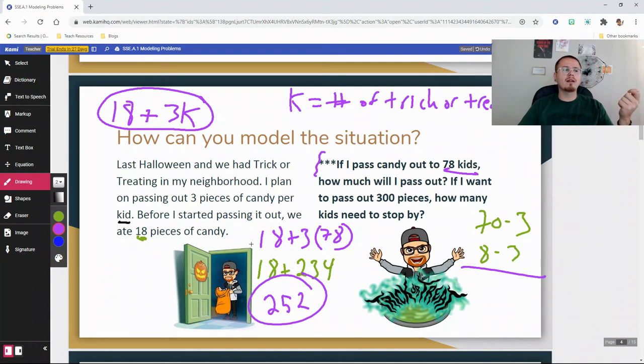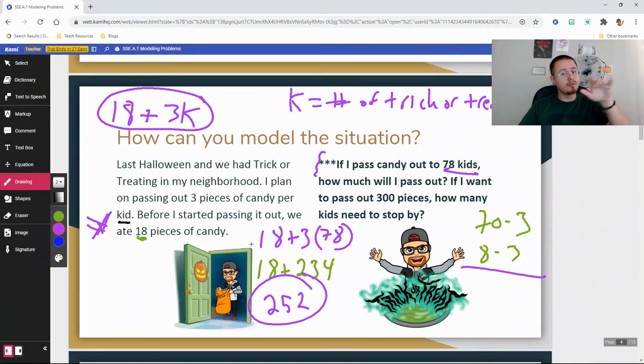Now, I don't want to get into this too much, because we're not into equations, though we're getting there. So you could just guess and check. You could say, okay, 78 kids took me to 252. So you could be logical and ask, well, what about 85? What about 90? What about 100? Well, 100 would be too much because I already ate 18 pieces. So you can just guess and check. Guess and check is a valid mathematical strategy. It might not be the most efficient, but it works. So for me, what I would do is set up an equation.